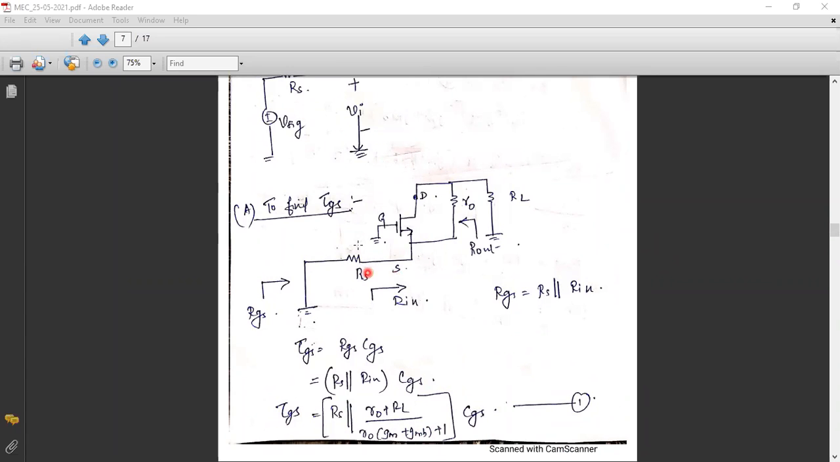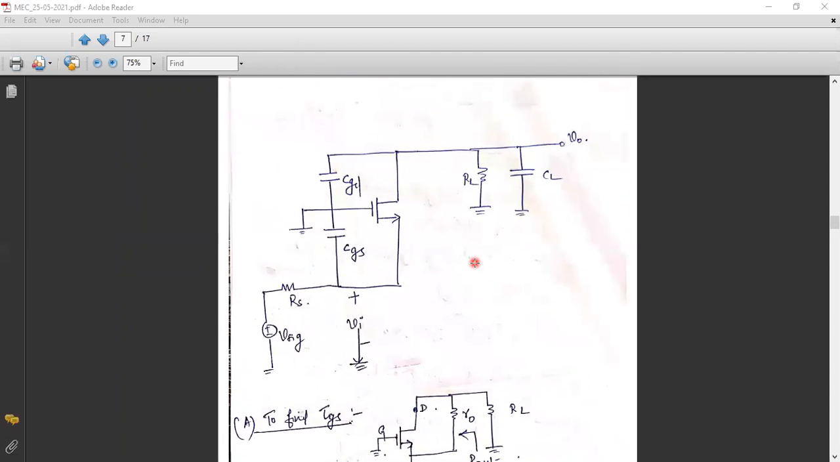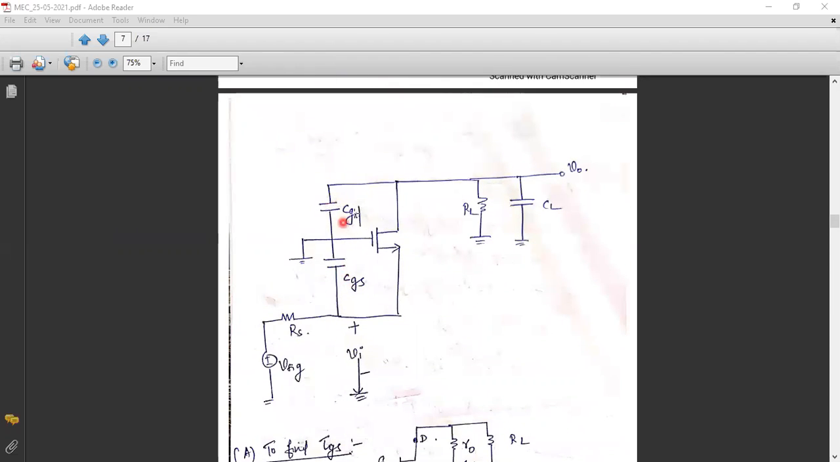I hope you have drawn this figure. So this is the equivalent circuit that you have obtained while considering CGS alone. Meanwhile, the other two capacitances are made as 0. Now coming to the second case, which is the second capacitance. Second one, we will consider CGD.